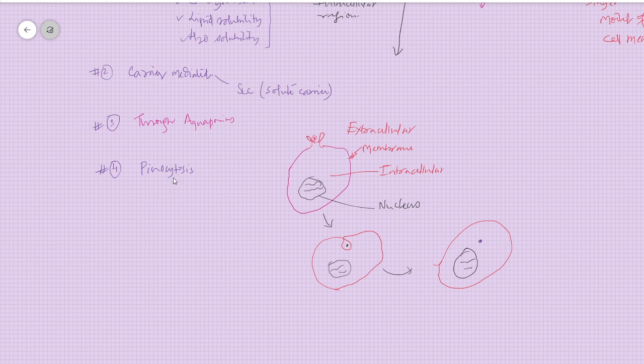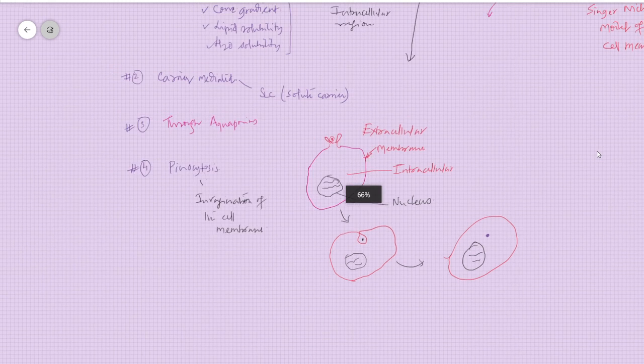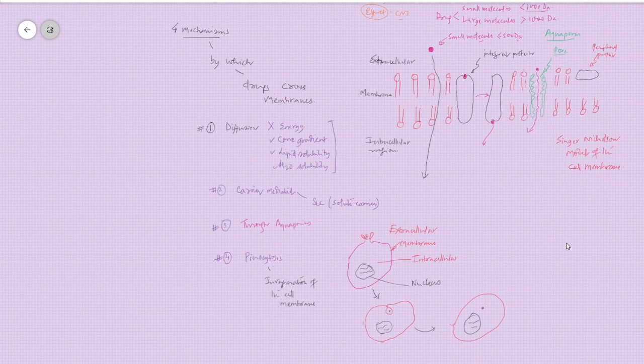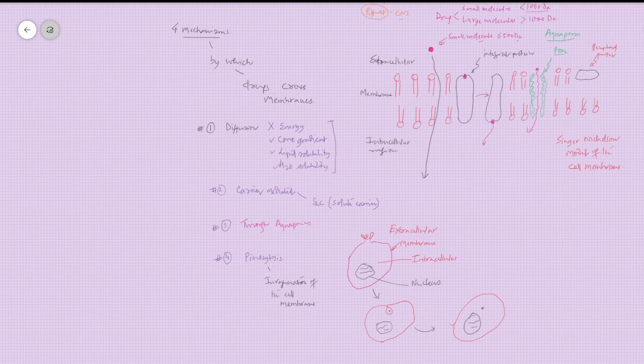So what happens in pinocytosis? There is invagination of the cell membrane. Broadly, these are the four mechanisms by which a drug enters into the cell. So what are the four mechanisms? Diffusion, carrier mediated, through aquaporins, and by pinocytosis. We'll visit these points with some more details.